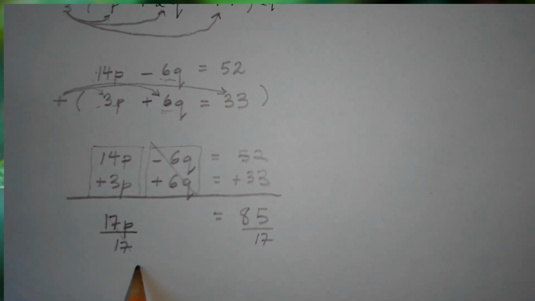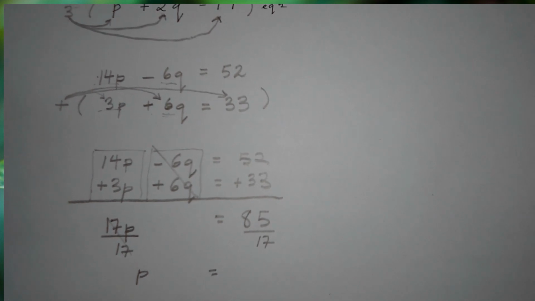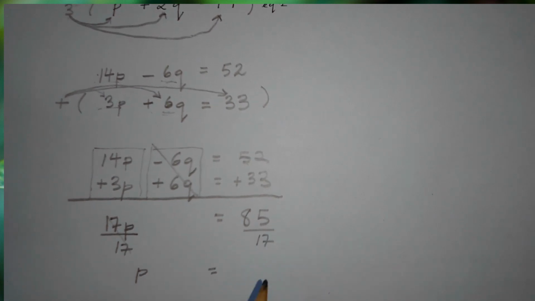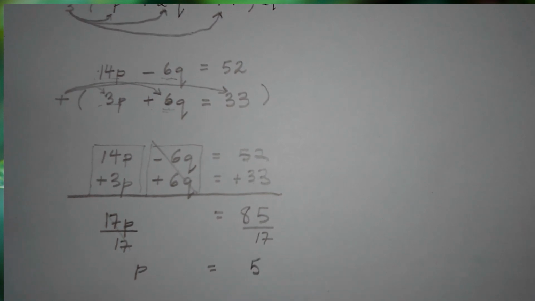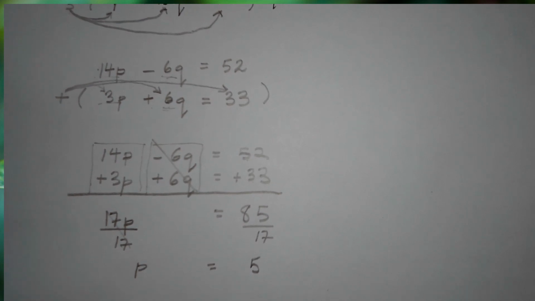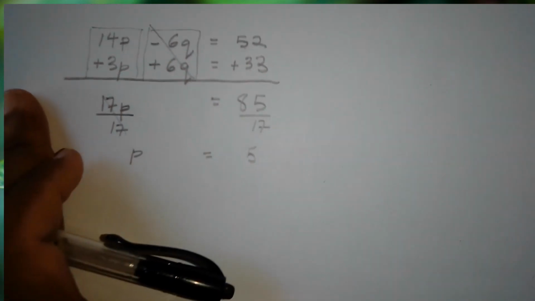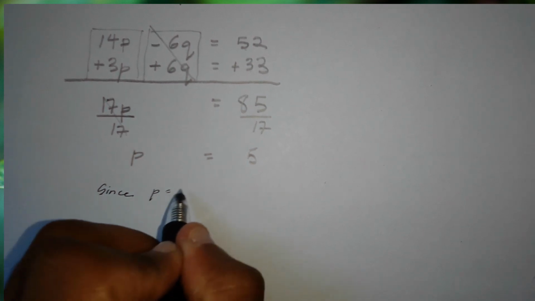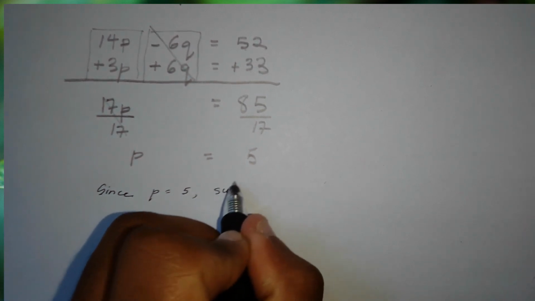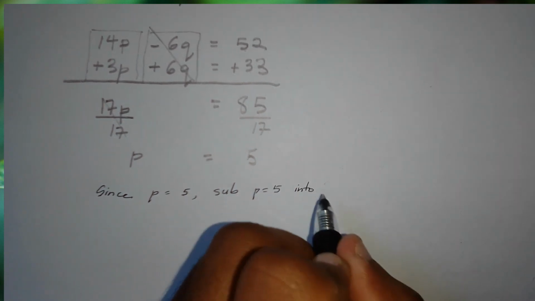So this cancels, leaving us with just p, and p is equal to 85 divided by 17. So 85 divided by 17 will give us 5. Put it in a calculator and you'll get 5. Great. So now we can continue with the other steps that we had from before. So we're going to write, since P is equal to 5, substitute P equal 5 into any equation.